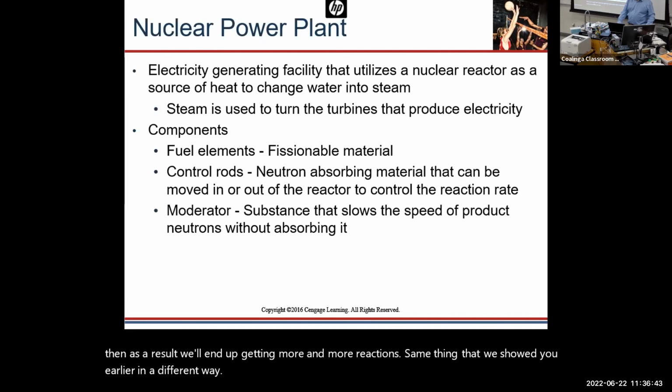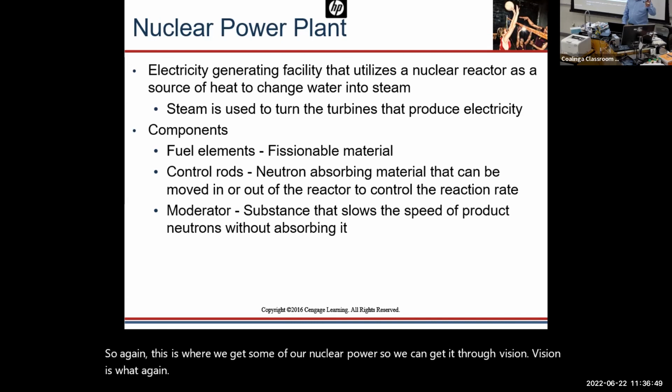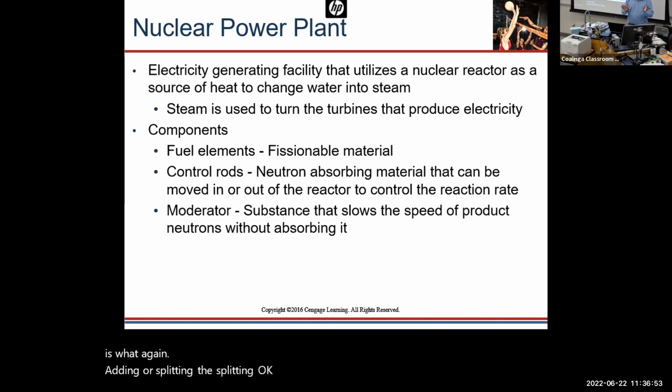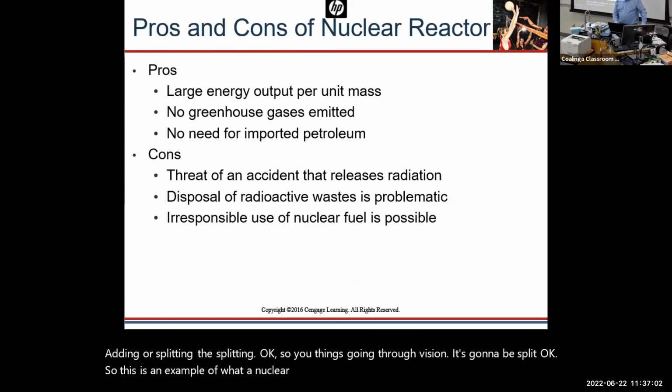Okay, so again, this is where we get some more nuclear power. We can get it through fission. Fission is what again? Splitting. Okay, so it's going to fission, it's going to be splitting. So this is an example of what a plant looks like.